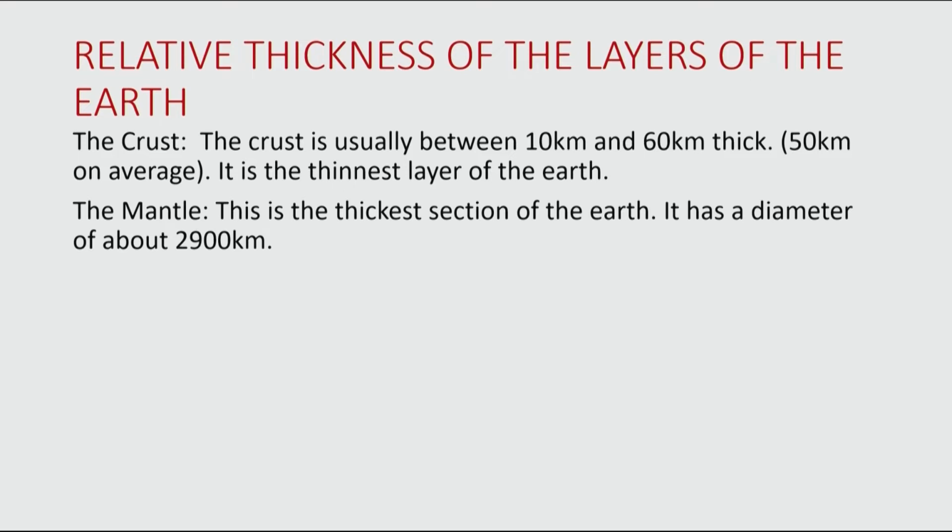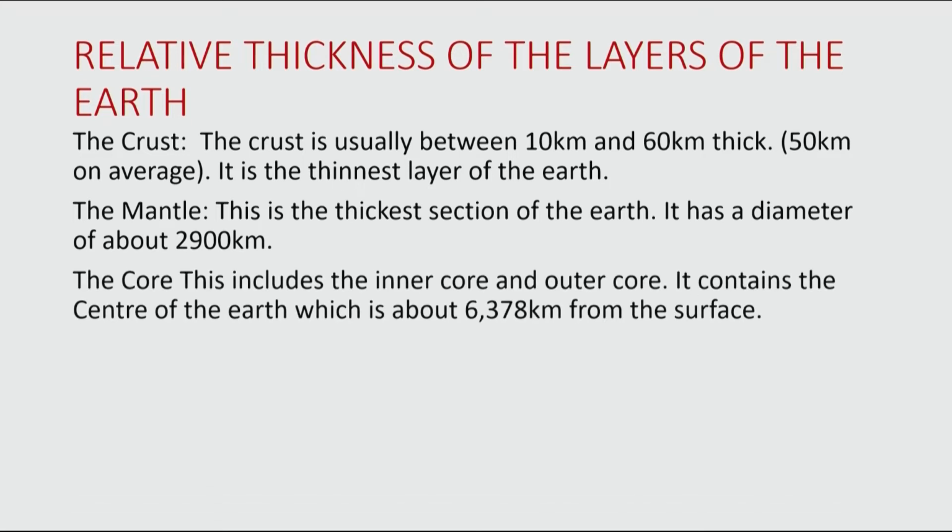It has a diameter of about 2,900 kilometers. So when you look at the crust and the mantle, we said the average thickness of the crust is 50 kilometers, whereas the mantle is about 2,900 kilometers. So you see that there is a difference of about 2,850 kilometers, showing that the mantle is very thick.